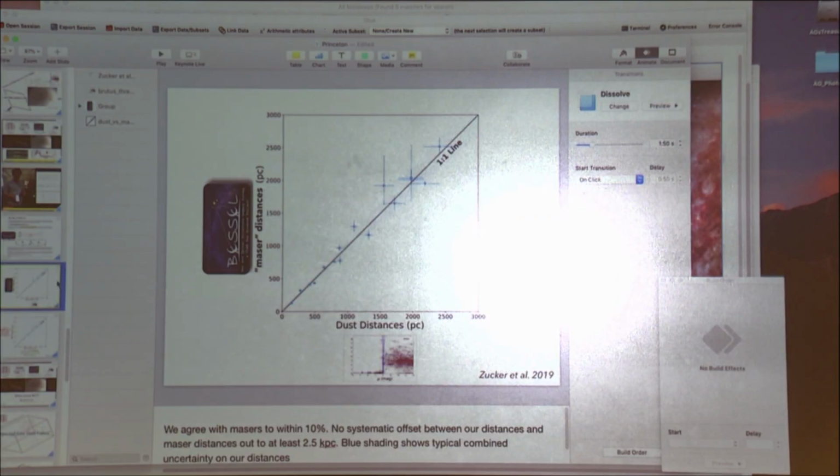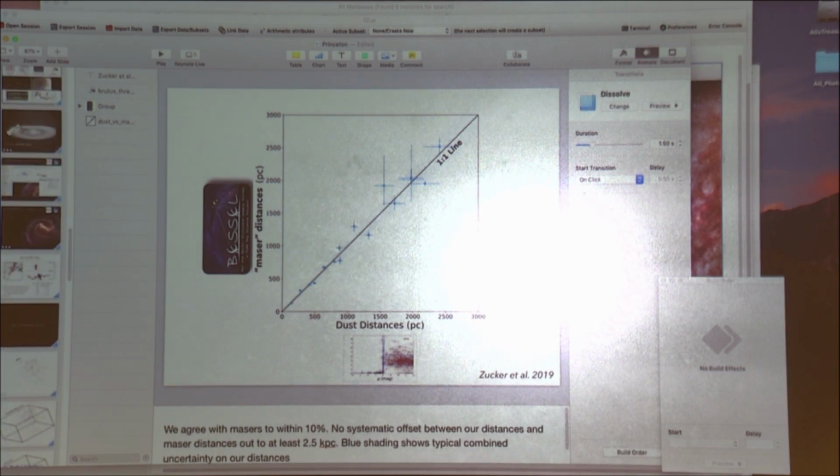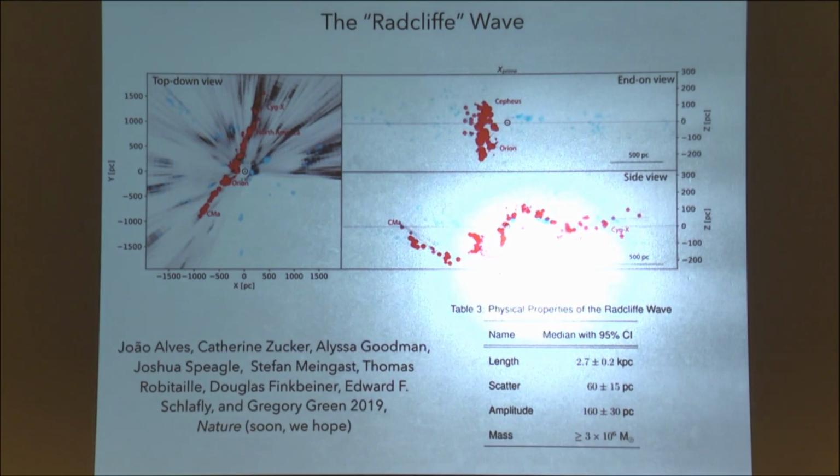Now I wanted to talk about how this actually works, because many people want to know. Before I do that, you also probably want to know the fitted parameters from that black line that I showed you a minute ago. So here's the length, 2.7. The scatter is sort of the thickness, so that's about 60 parsecs. The amplitude says 160, and the mass, the lower limit, is 3 million solar masses.